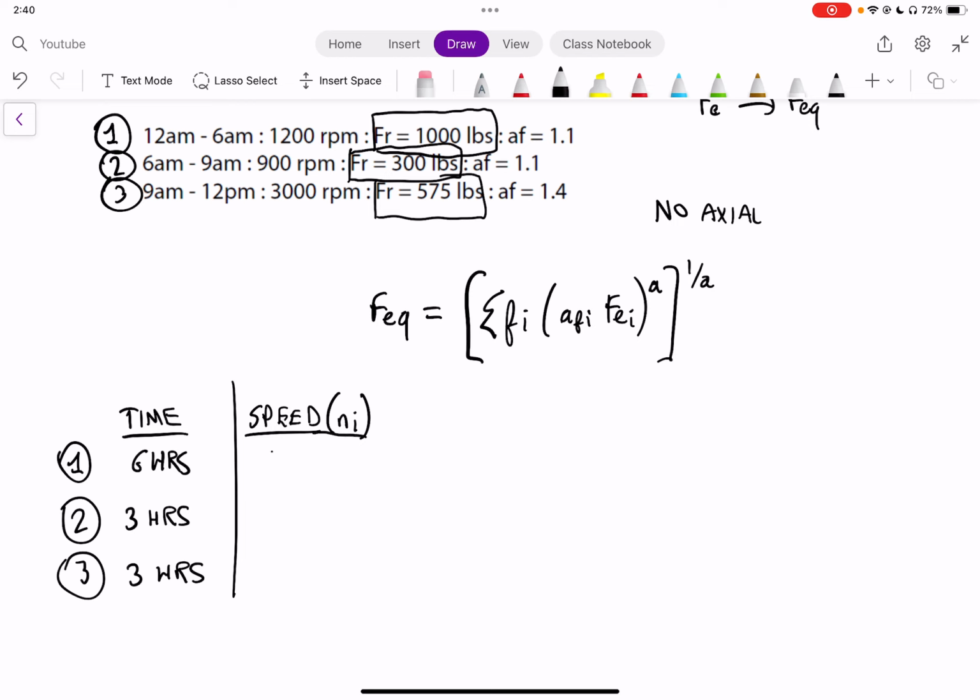We've used that before. So for n1, it would be 1200 RPM. So I'll write the RPM here. Then we have 900 RPM, and we have 3000 RPM.